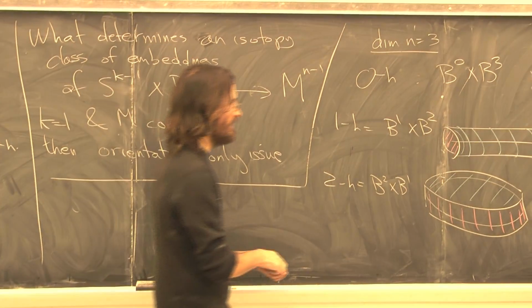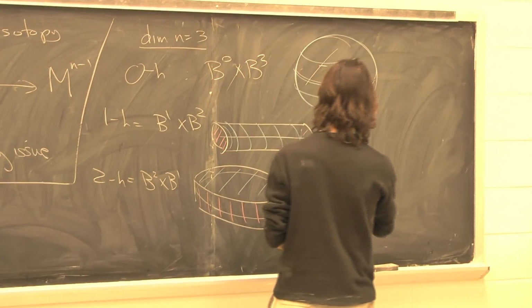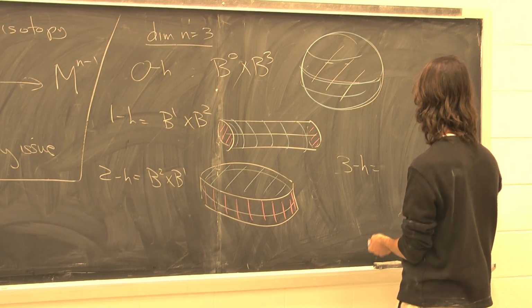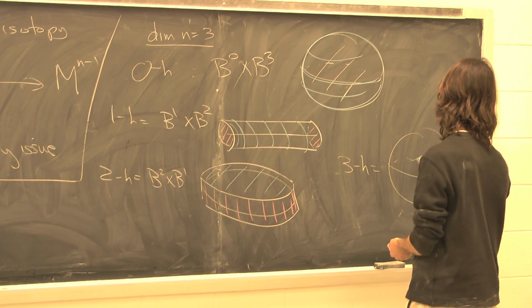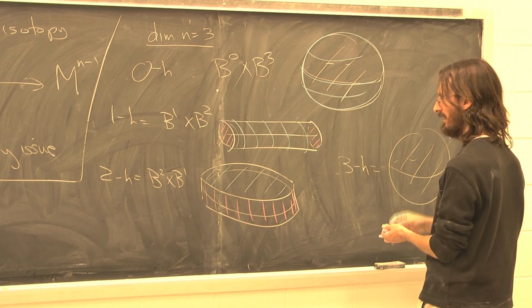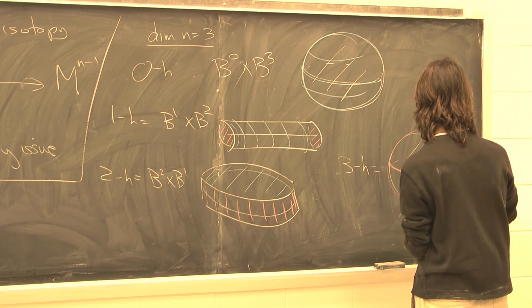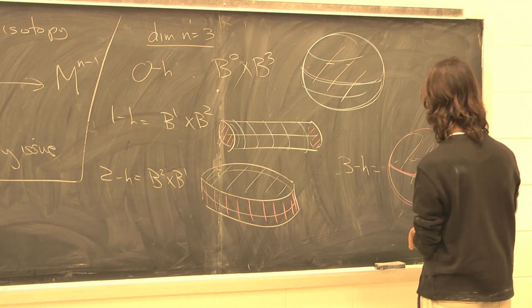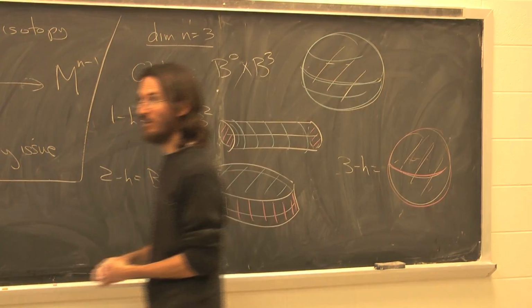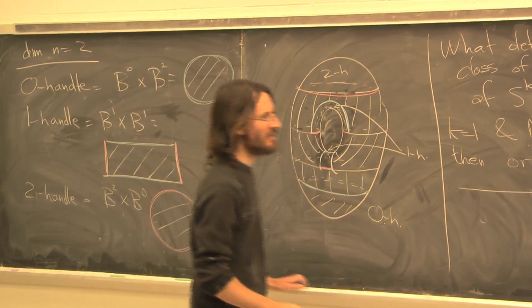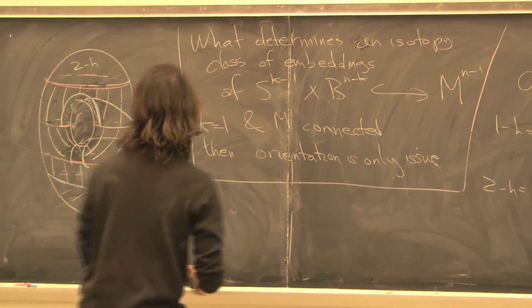And finally, my 3 handle is just a ball again, a solid ball, but the entire boundary is red. Now, suddenly it's much harder to draw pictures of closed three-dimensional manifolds. Okay? But this gives you some idea how to begin doing that.